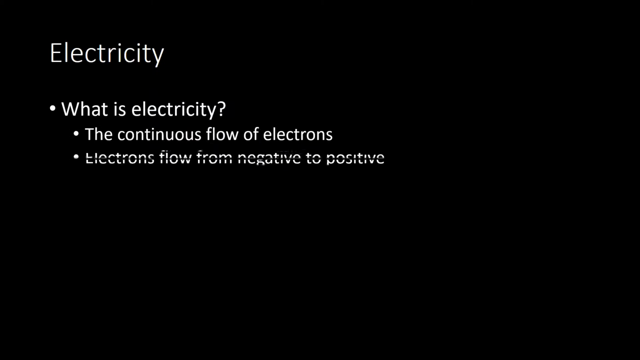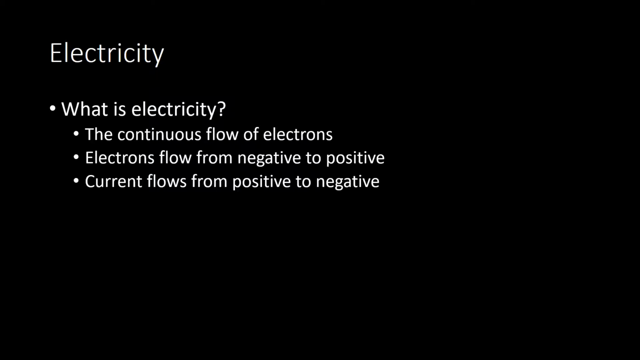So what is electricity? Electricity is the continuous flow of electrons. Electrons always flow from the negative end to the positive end, but the current flows in the opposite direction.